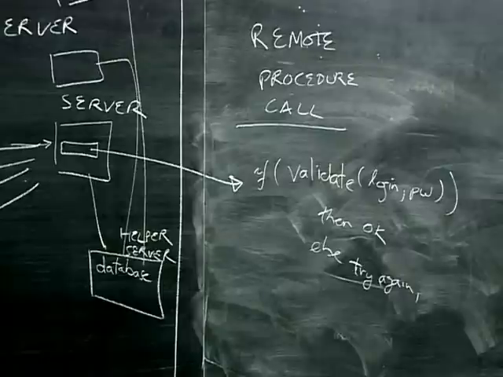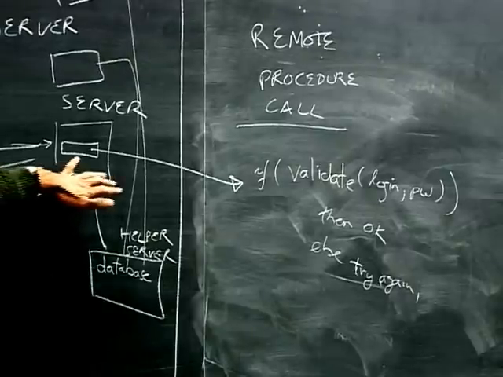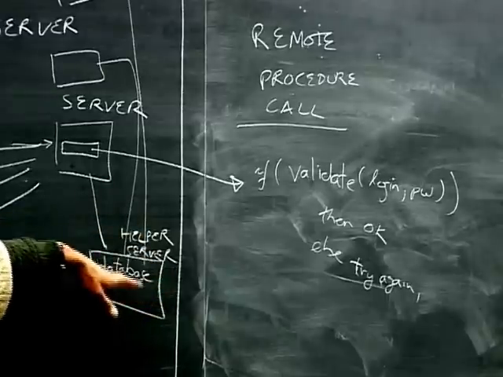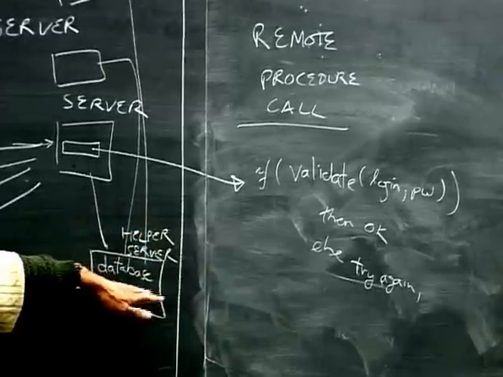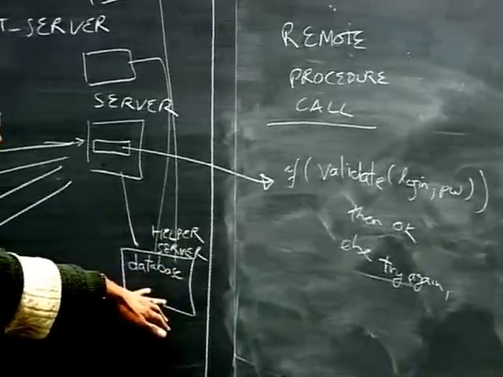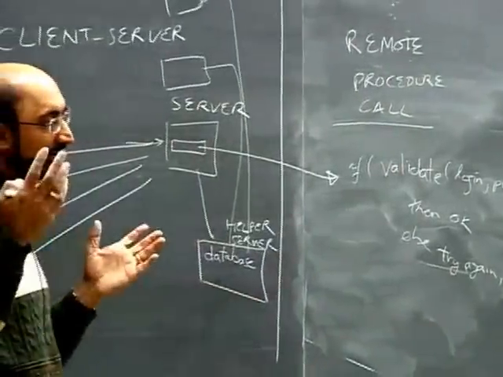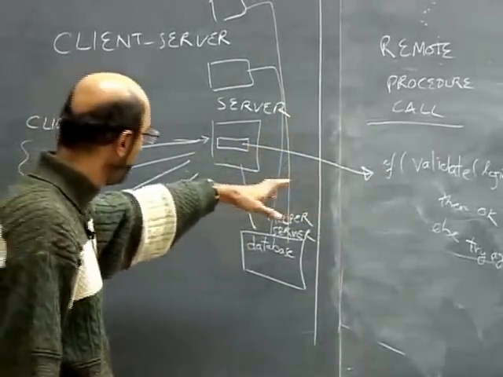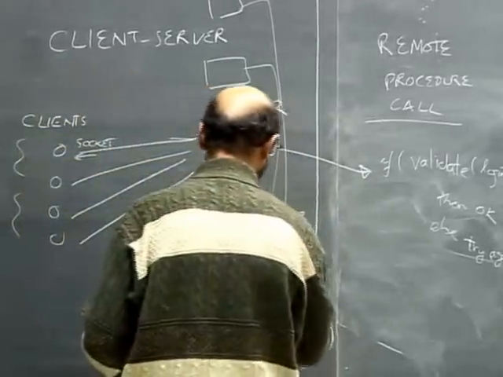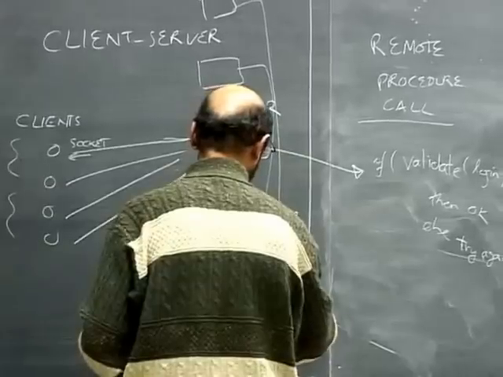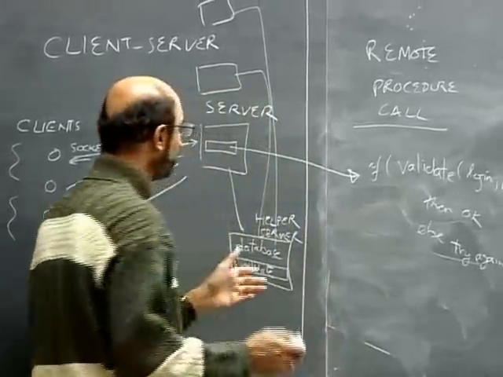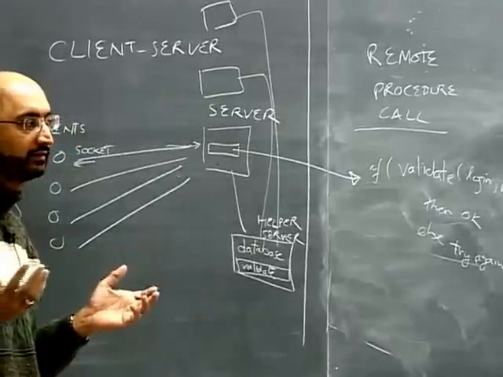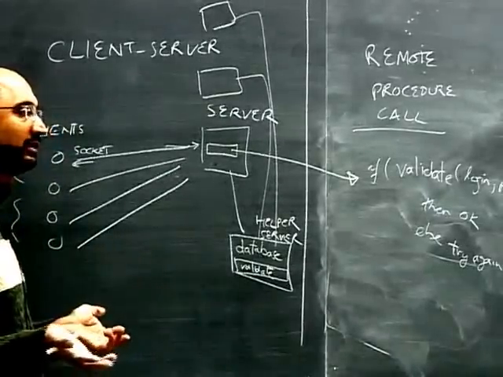Question is, where is validate running? Well, validate is not running here because the information it needs to do the validation is on a database over there. So what if we had this magic which allowed us to write code like this, just like a procedure call, but that validate is actually being run over here? Okay, so in other words, the procedure call was executing remotely. And this is what we call a remote procedure call.